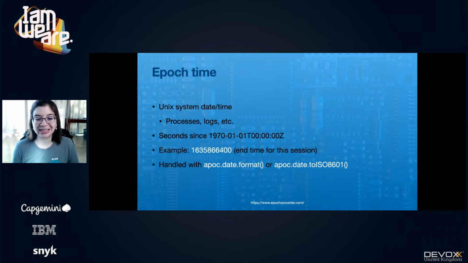So as an example, the end time for today's session, which is 10:20 a.m. local time for me, but 3:20 for London time, is that timestamp right there. So the 1635866... and I don't keep this around. If you look at the bottom of my slide, I have a link to an epochconverter.com website. That's what I use to grab epoch time or switch back to human date stamps. But if you're working within Cypher and Neo4j, you can handle these values and translate back and forth with apoc.date.format or apoc.date.toISO8601. So let's actually take a look at this now.